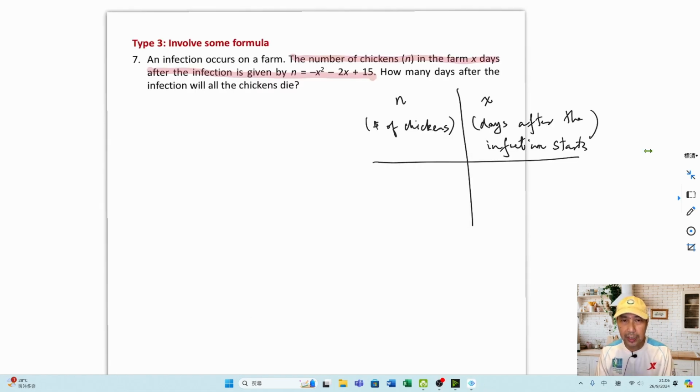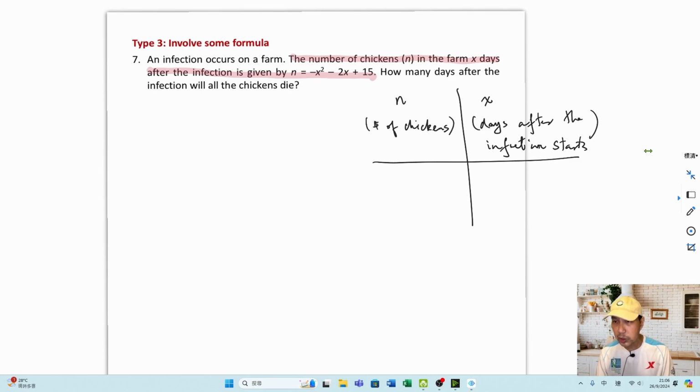It comes to the last type of problems. In these two examples, some formulas are involved. Let's see the question first. In question 7, an infection occurs on the farm. An infection means a certain type of illness happens on the farm.